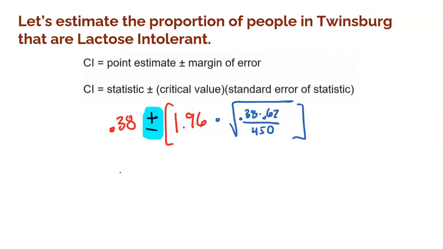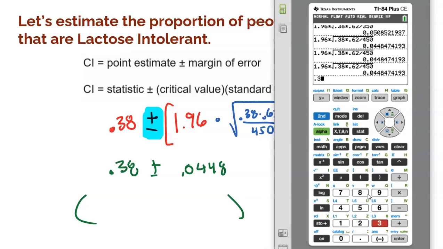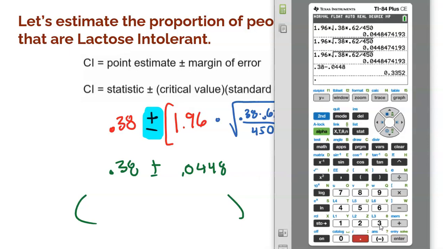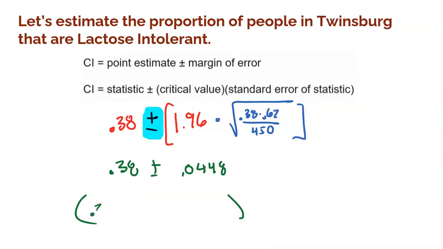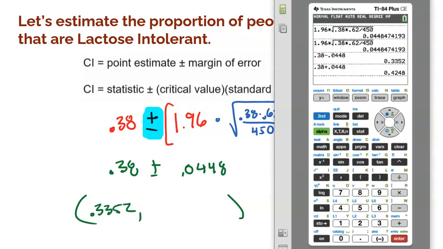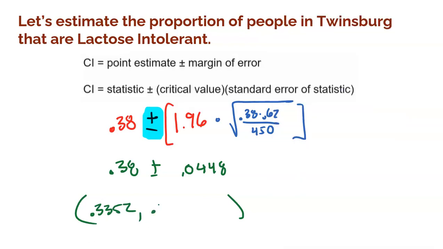0.0448. So if we take that 0.38 plus or minus 0.0448, now we could create an interval. And again, I got to go up and I got to go down. So 0.38 minus the 0.0448, and then 0.38 plus the 0.0448. This thing is super sensitive. There we go. So an interval of 0.3352 to the top of 0.4248.